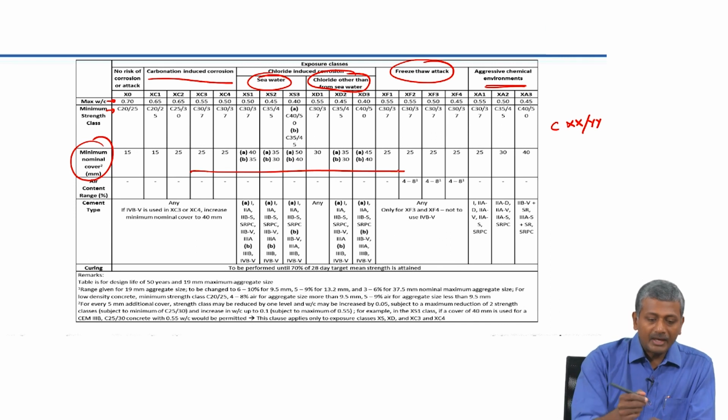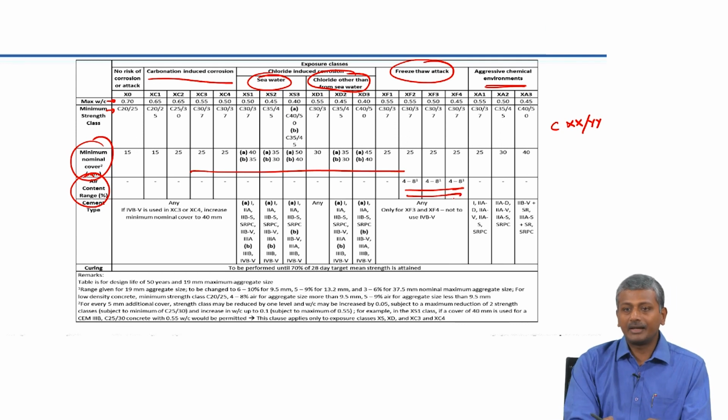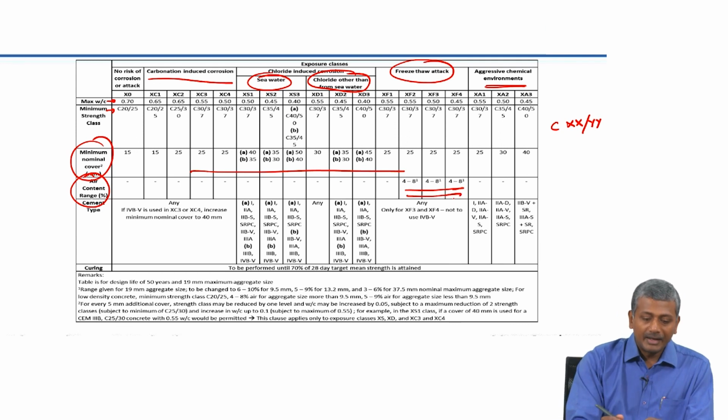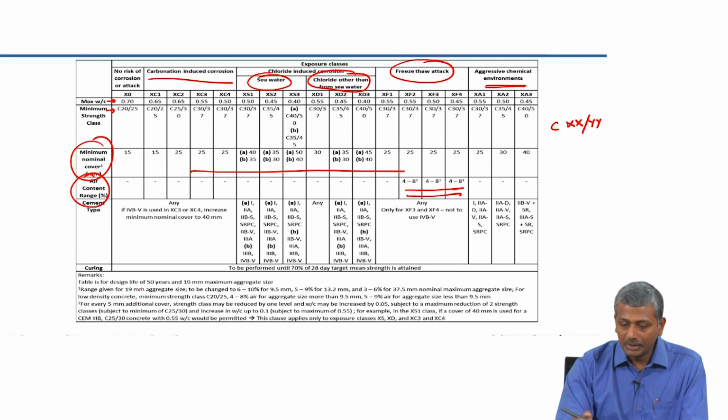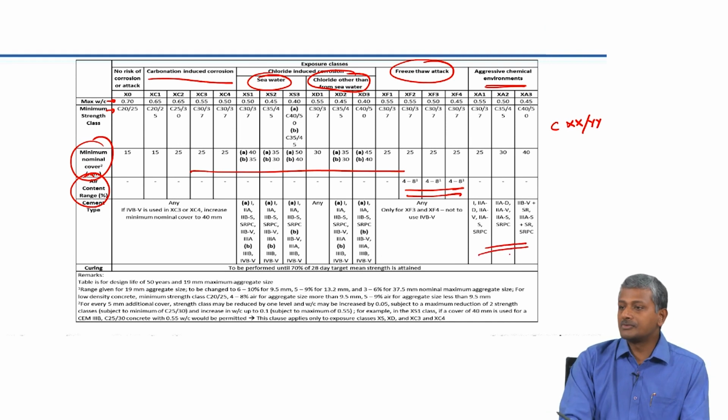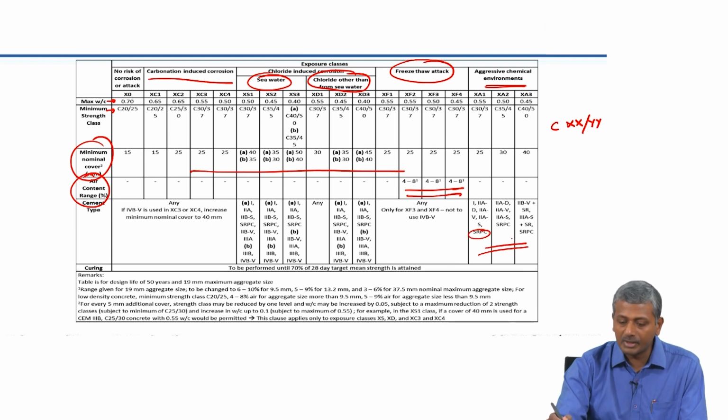Okay. Air content range is obviously important from the point of view of freezing and thawing attack, and that is also specified based on that. And cement type again addresses the issue of using special types of cements in certain environments. For example, when you have a sulphate bearing environment, you need to look at combinations of cement that induce good sulphate resistance.